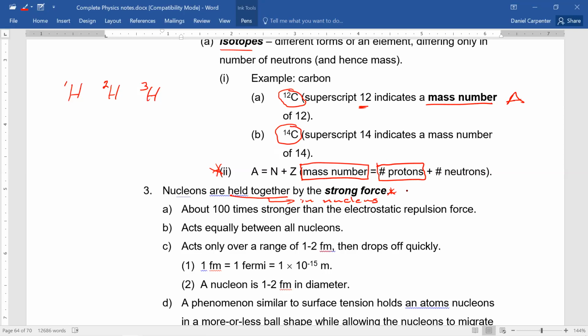Nuclei tend to be more or less spheres. So if you take a helium atom, two protons and two neutrons, there's a finite number of ways you can visualize those happening.